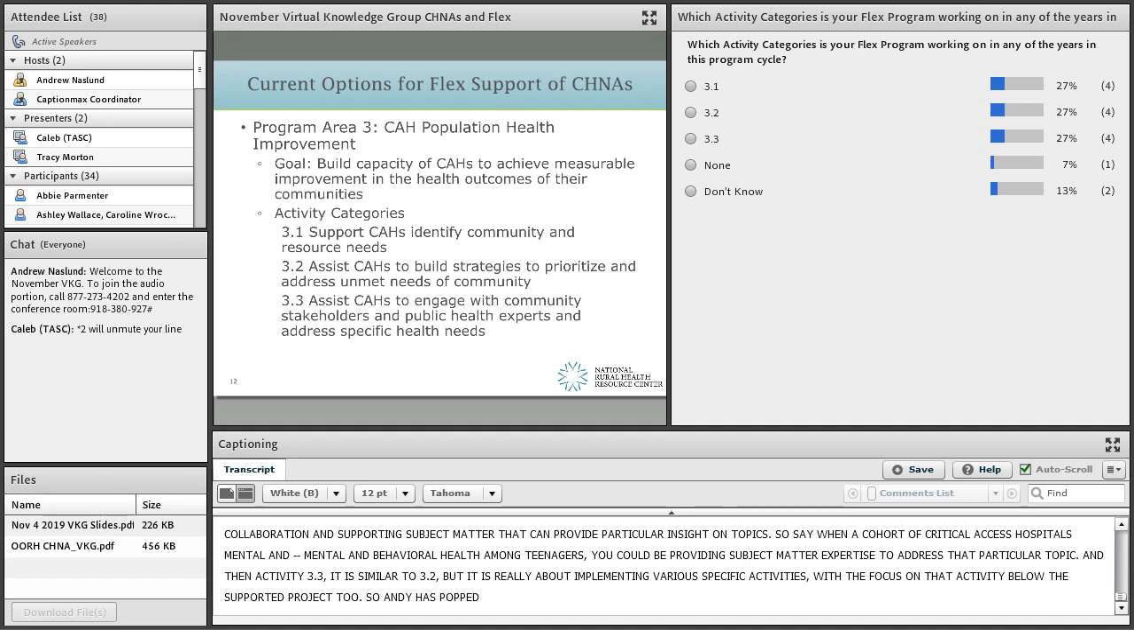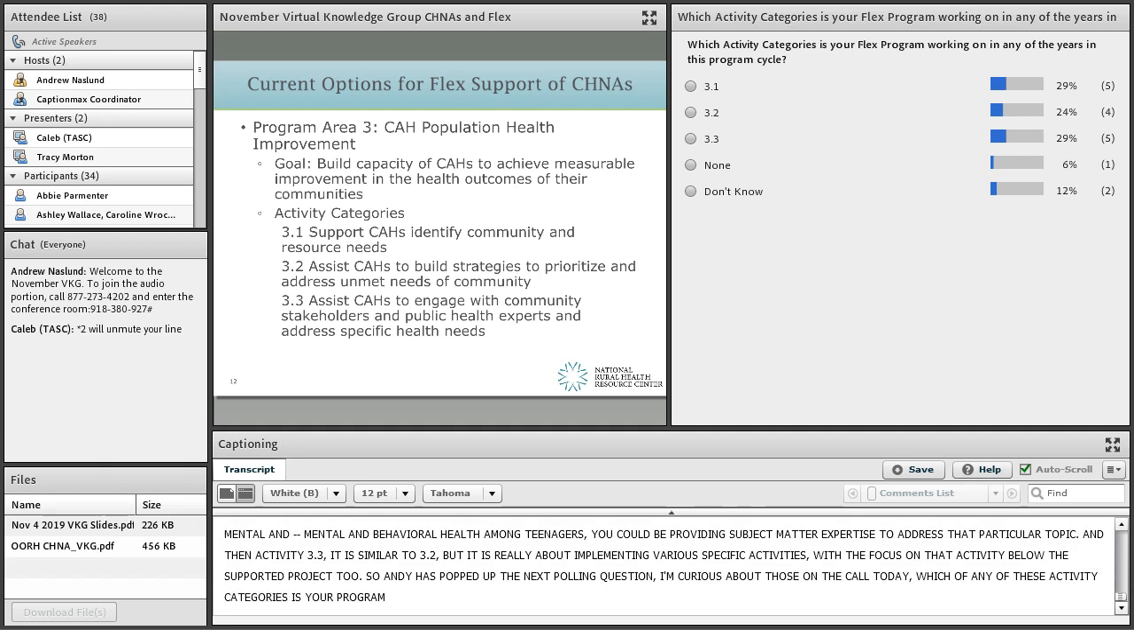And again, this facilitates the hospitals really doing something with their implementation plans versus just having that documentation there. You might be helping with the community collaboration and supporting some subject matter experts to provide particular insight on topics. So say, for example, in a cohort of critical access hospitals, mental and behavioral health among teenagers was really a top issue. You could be providing subject matter expertise to a cohort to address that particular topic.